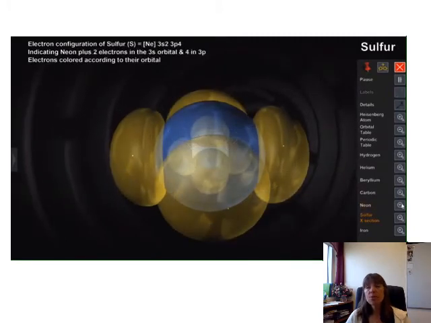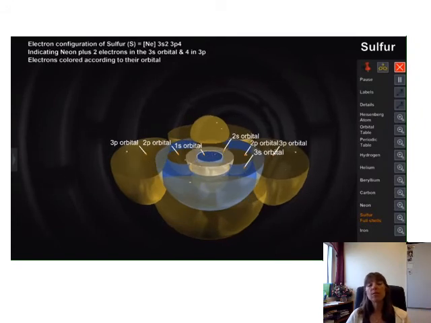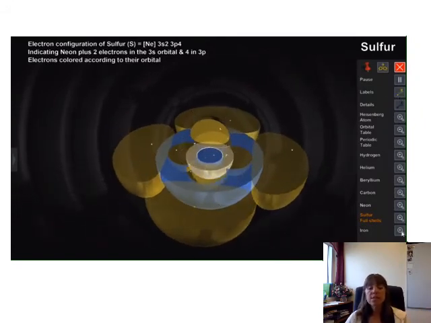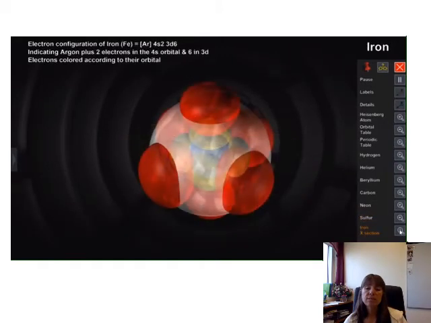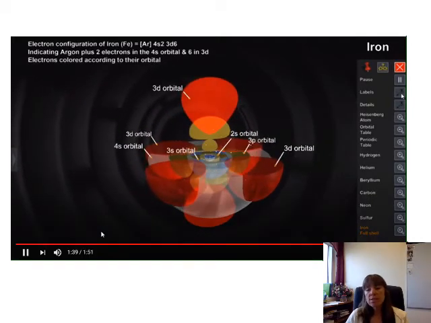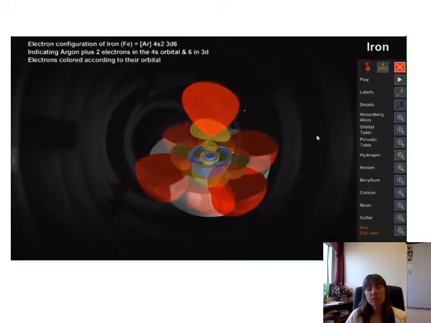Now we're going to go to sulfur, and sulfur has filled 3p, mostly filled. It has some 3p orbitals, and they're somewhat filled. And you can see it's like a nesting. And now this one is iron, and you can see D shells are filled.